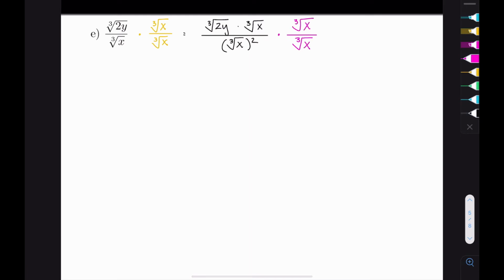And so I'm going to show you a different way after this that might make it a little bit easier, but we have to take a slightly different approach for roots other than our square root. So what we end up getting now is we have the cube root of 2y times the cube root of x times another cube root of x. And in the bottom, you can think of this as to the first power.